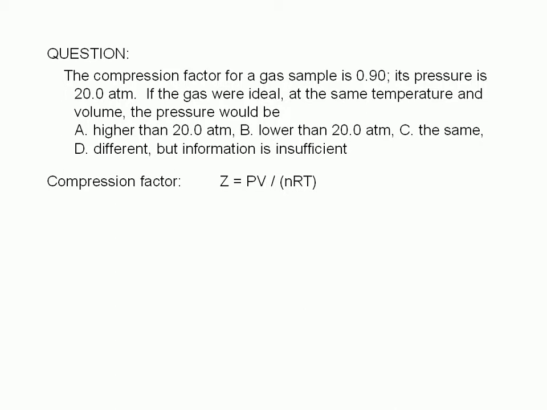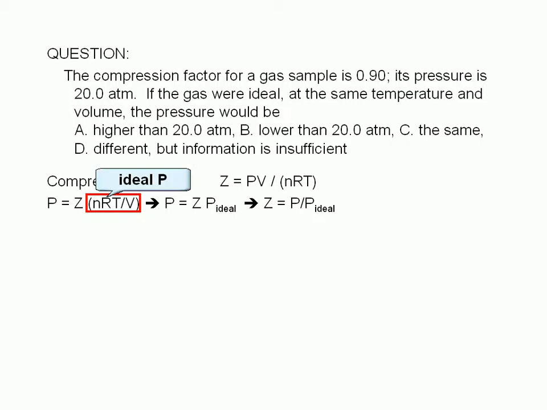The compression factor, often represented by the letter Z, is simply calculated as PV divided by nRT. Let's rearrange this equation to solve for the pressure of the gas. We find that the pressure is just equal to Z times nRT over V. But nRT over V is simply the pressure of the gas if it were behaving ideally at the same temperature and volume. Therefore, the pressure of the gas is equal to Z times the ideal pressure.